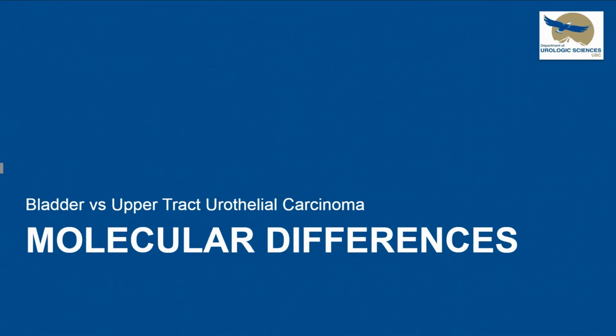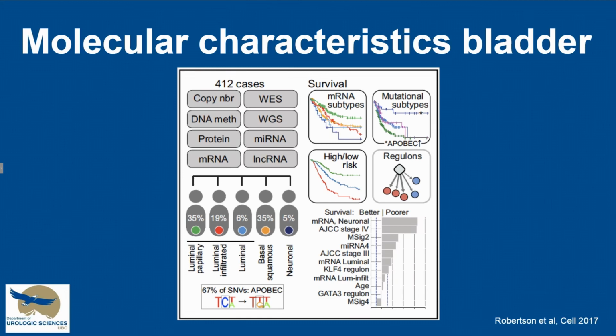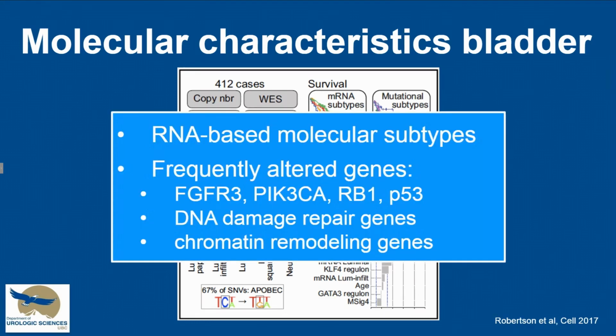But let's look at some of the molecular differences. So we have a very good idea now of the basic biology of bladder cancer thanks to the Cancer Genome Atlas. This is just a summary figure here from their most recent paper. And there are some things that come out in particular. We have RNA-based molecular subtypes, which refers to the luminal basal divide. And there are genes that are frequently altered, things like P53, FGFR3, and also specific gene sets such as DNA damage repair genes, which are important for response to chemotherapy and immunotherapy. And chromatin remodeling genes are frequently mutated, which seems to be something specific to bladder cancer, although we have not been able to exploit this clinically yet.